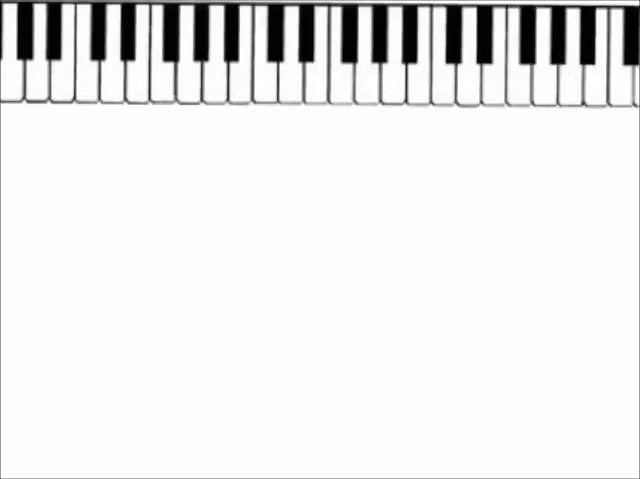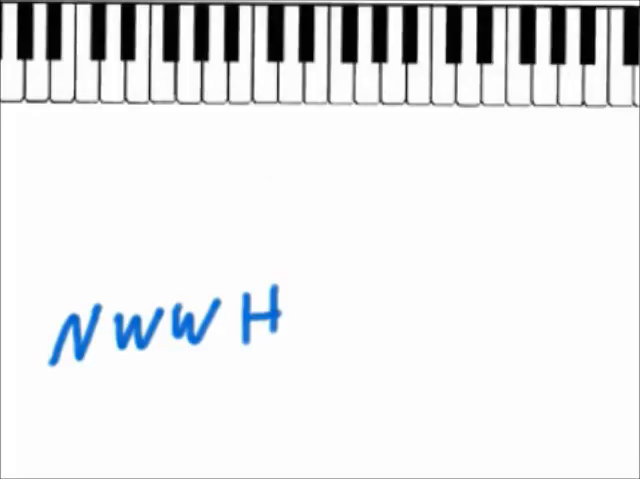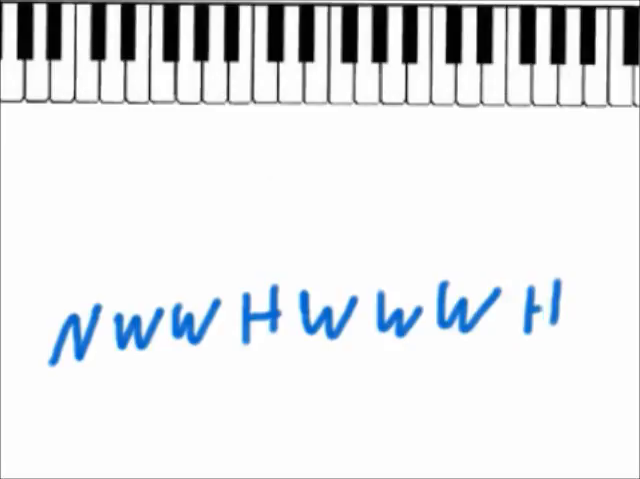When you have any major scale, the intervallic sequence goes like this. The first note, I'm going to call that N. And then you have two whole steps. Then you have a half step. And then you have three whole steps. And then you have a half step.